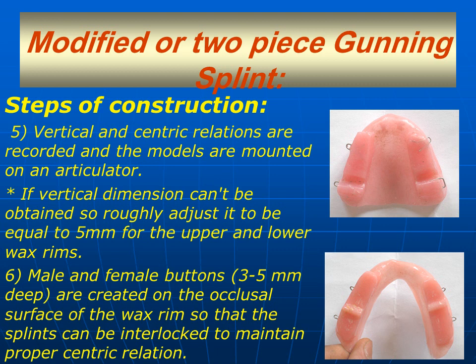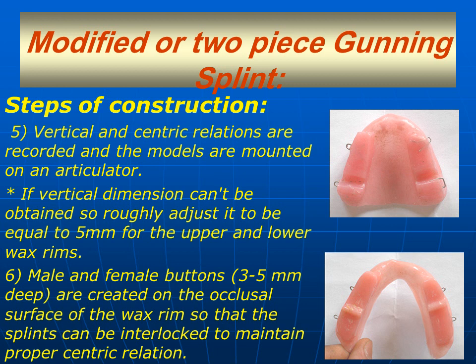Vertical dimension and centric relation are recorded from the patient and the models are mounted on an articulator in the laboratory. If the vertical dimension or centric relation cannot be obtained, roughly I adjust it to be equal to 5 mm for the upper and lower wax rim. That's to say, if I cannot record the jaw relation properly because of the pain due to the fracture, I will construct the upper wax rim in the posterior part to be 5 mm in height and the lower 5 mm in height.